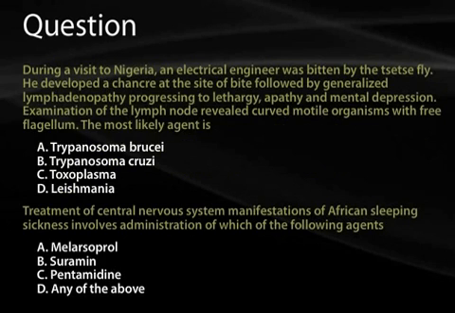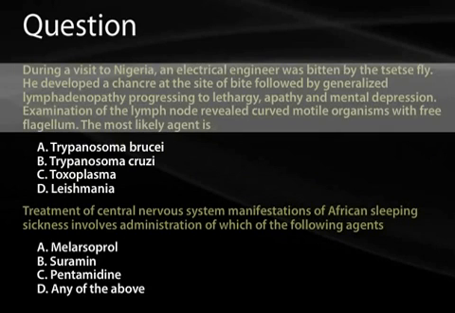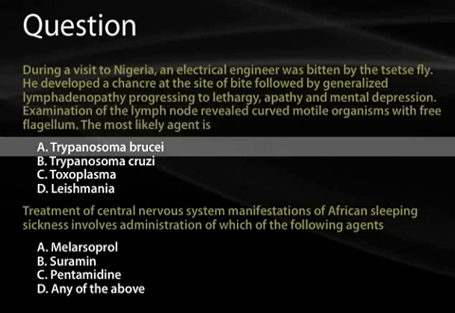During a visit to Nigeria, an electrical engineer was bitten by the tsetse fly. He developed a chancre at the site of the bite, followed by generalized lymphadenopathy progressing to lethargy, apathy, mental depression. Examination of the lymph node reveals curved motile organisms with a free flagellum. The most likely organism is Trypanosoma brucei. This is, again, African sleeping sickness, and we have a tsetse fly.